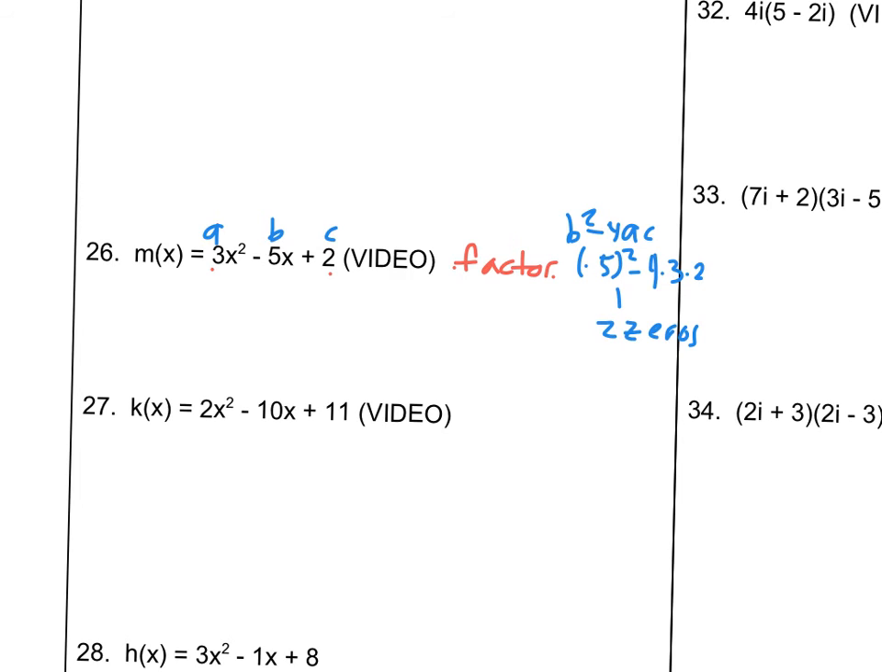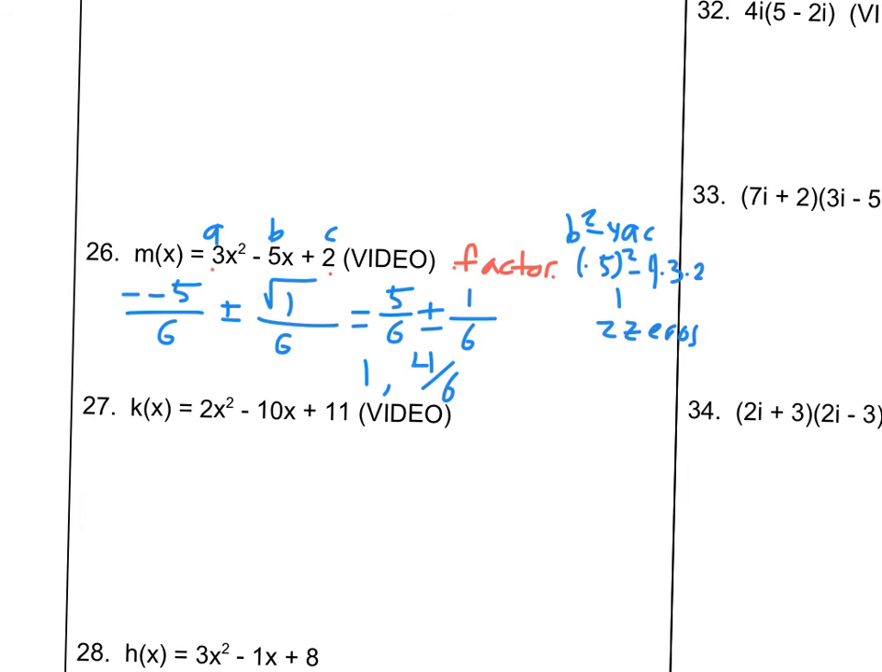Plugging this in, negative 5 over 2 times 3 is 6. Plus or minus the square root, and we said b squared minus 4ac was 1. And that's going to be over 6. So that's going to be positive 5/6 plus or minus square root of 1 is 1/6. 5/6 plus 1/6 would be 1. And 5/6 minus 1/6 would be 4/6, which is 2/3.